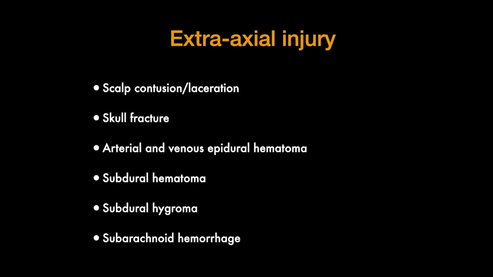So extra-axial injuries are everything outside of the brain parenchyma itself. And the way I would approach this is I look at these structures. So we look for scalp contusions and lacerations. We look for an underlying skull fracture. We look for arterial or venous epidural hematomas, subdural hematomas, subdural hygromas, and subarachnoid hemorrhage. So those are the types of injuries that we see outside of the brain. And we'll go through those now in greater detail.